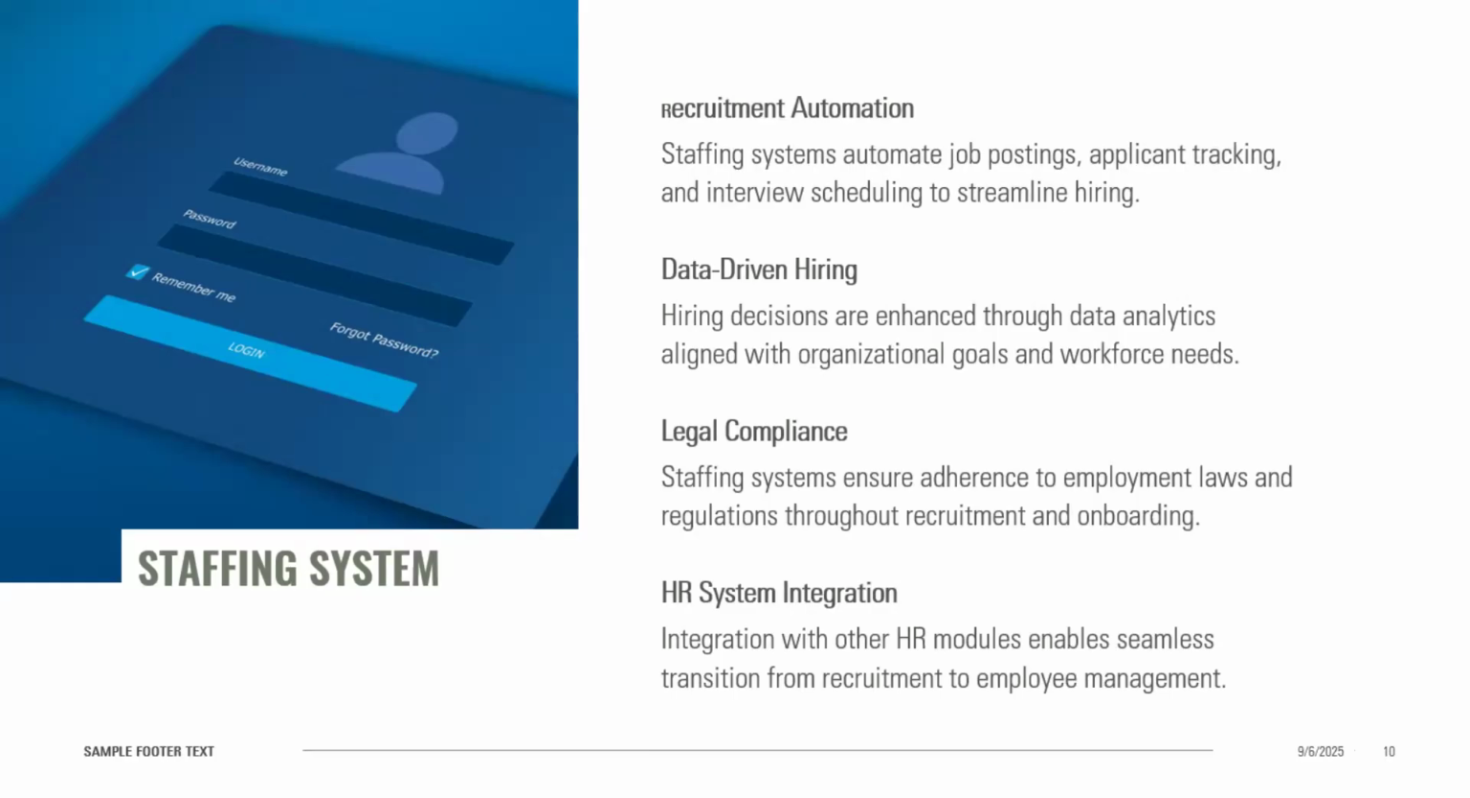The first component is staffing system. The second component, reward and compensation system. Third component, employee and career development system. And the fourth component is performance management system. Let's understand each component. The first is staffing system.